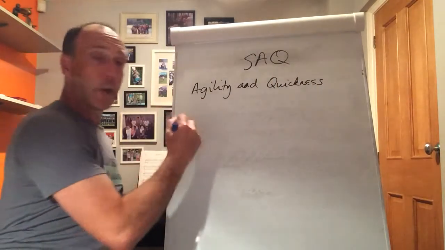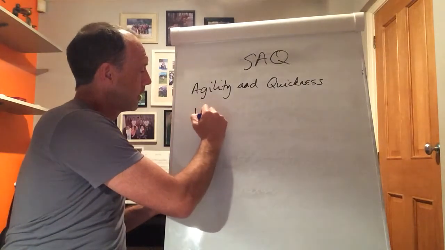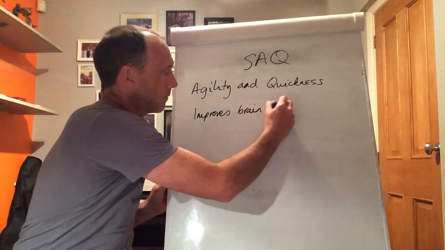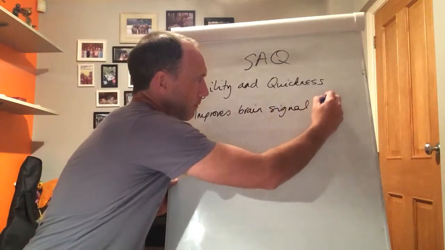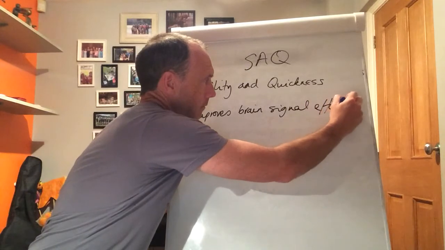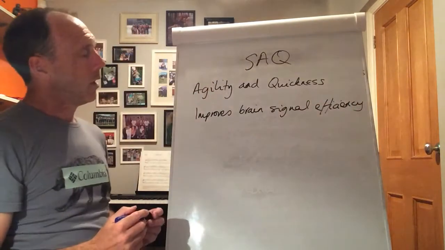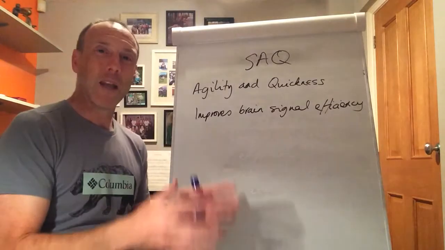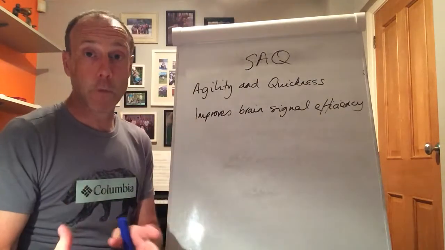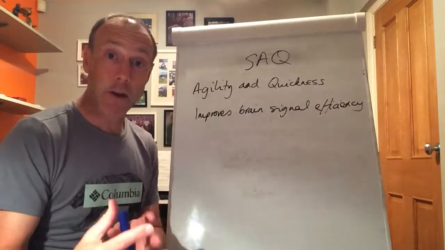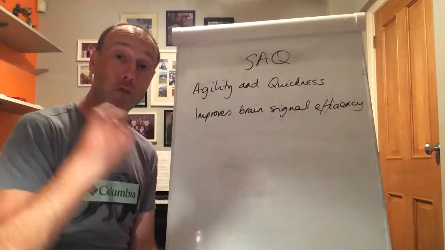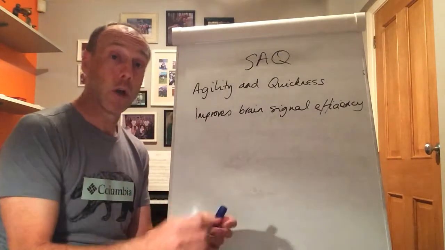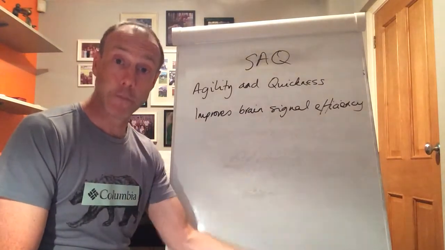Well, I'm going to come back to the brain signal efficiency, because brain signal efficiency is absolutely critical also in the ability to be fluent in the movement and the ability to be accurate in the movement, because I have to deliver the right amount of impulses at the right time, because essentially I want to ensure that I apply the correct amount of force.